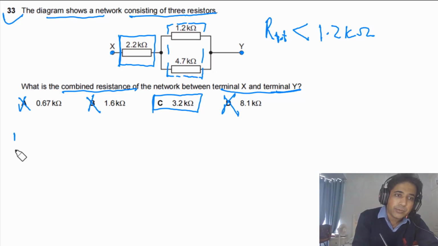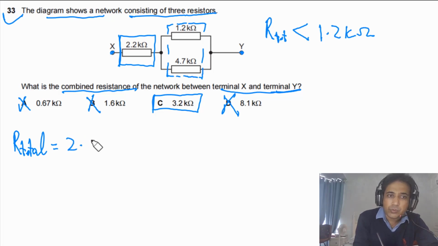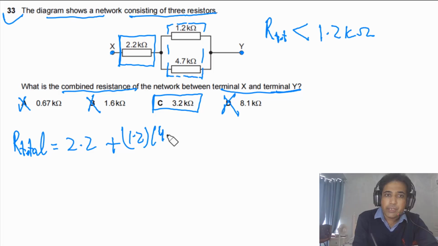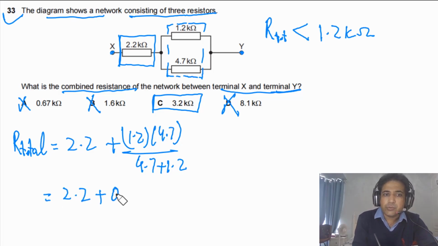Now let's try to do this one step by step. So we have R total equal to 2.2 plus the effective resistance of these two resistors in parallel. So simply we can say this will be 1.2 times 4.7 divided by 4.7 plus 1.2. If we solve this one, you will get here 2.2 and here you will get about 2.9. So the final answer will be about 3.1 kilo ohms. So this is the answer.